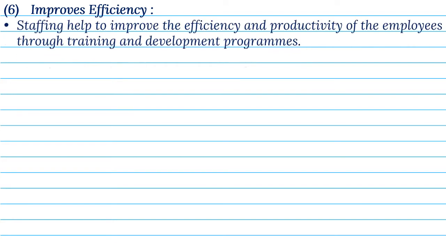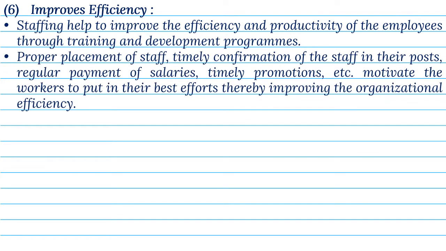6. Improves efficiency. Staffing helps to improve the efficiency and productivity of the employees through training and development programs. Proper placement of staff, timely confirmation of the staff in their posts, regular payment of salaries, timely promotions, etc., motivate the workers to put in their best efforts, thereby improving the organizational efficiency.